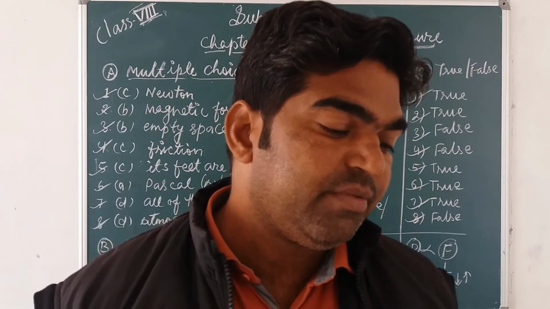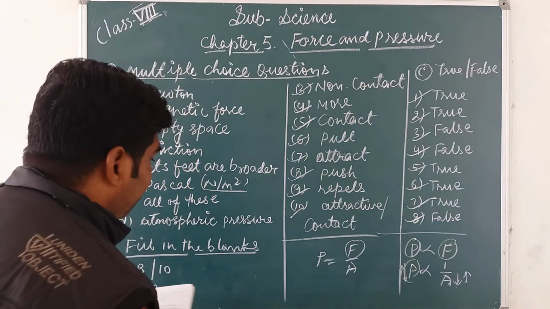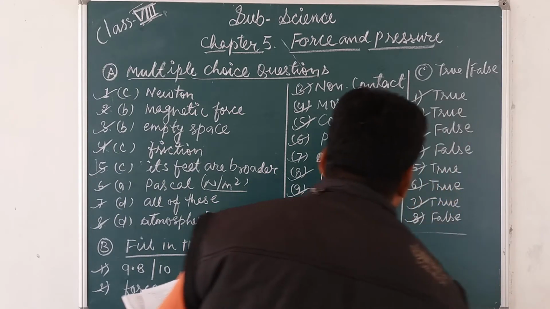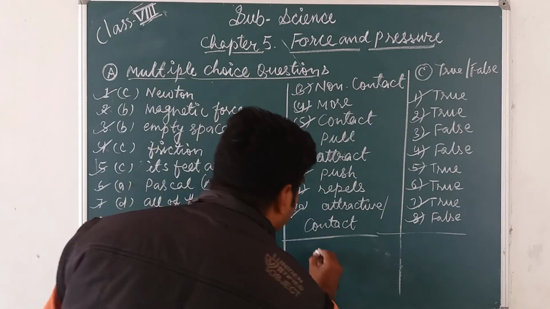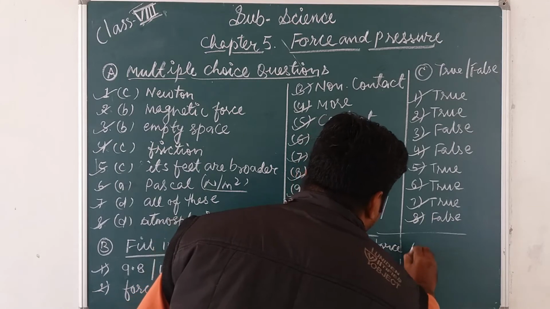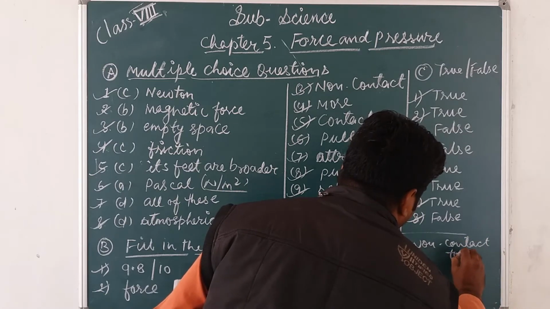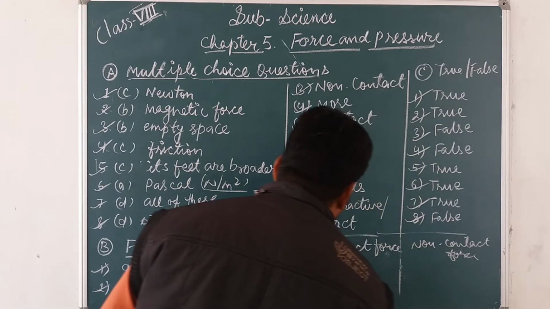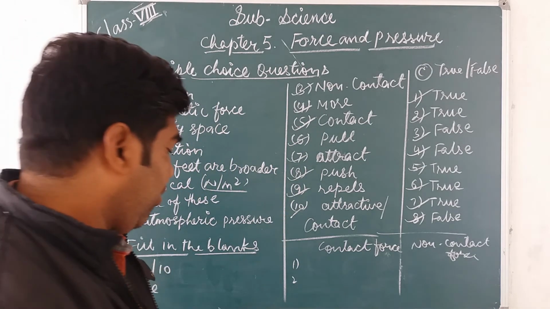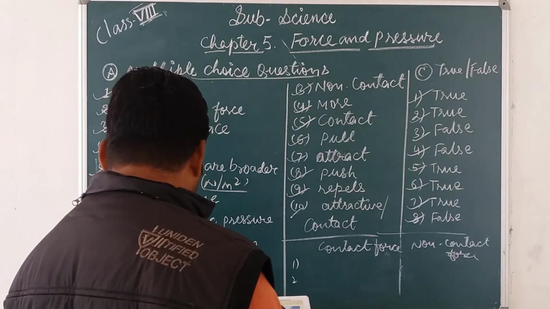Then fifth, name the various types of forces. So you have to make two tables. First one for the contact force. You can write it like this: contact force, and the second one is non-contact force. In contact force, the different types of contact force, you can write it.